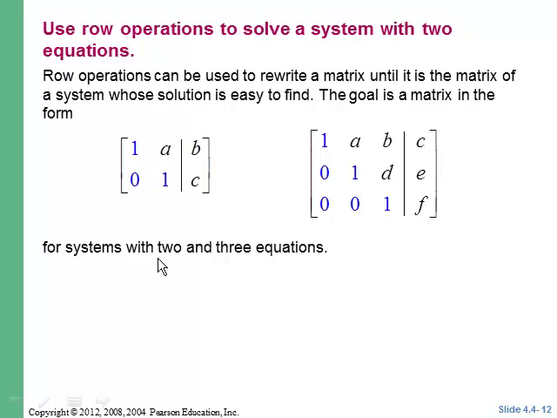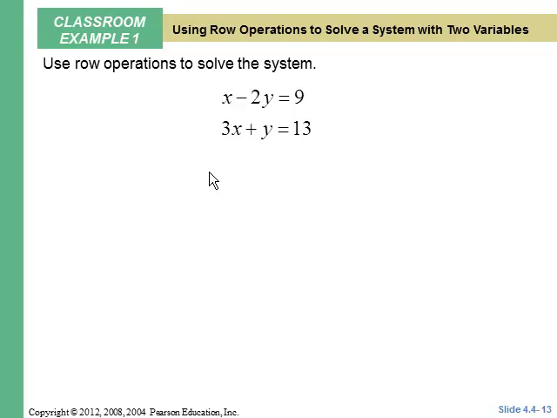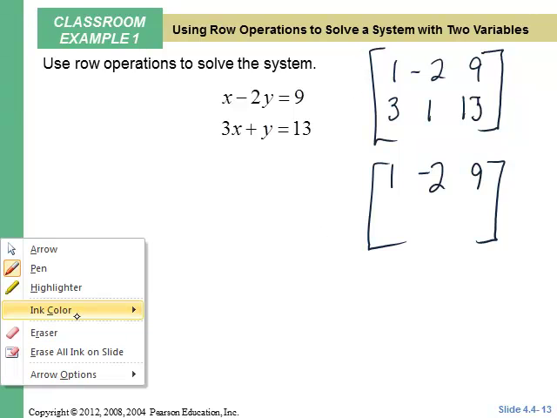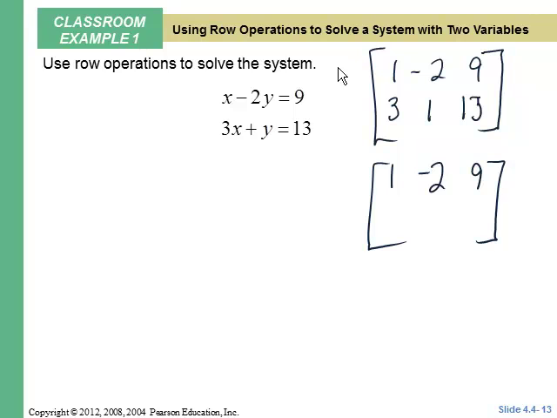Why would we do that? Because we want to end up with a row echelon form in which the diagonals are 1, and below the diagonals are all zeros. So in this case, we have 1, negative 2, 9, 3, 1, 13. Our first row already has a 1 in it, so we're going to leave the first row the way it is and multiply the first row, I'm going to change colors here, by negative 3 and add it to the second row.